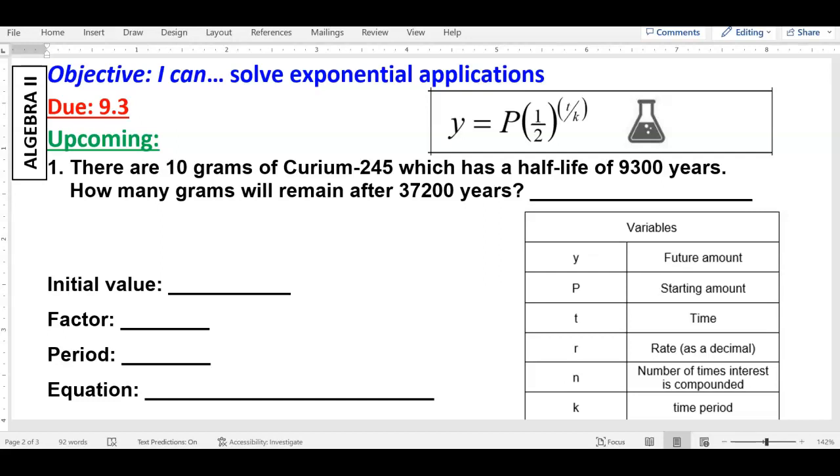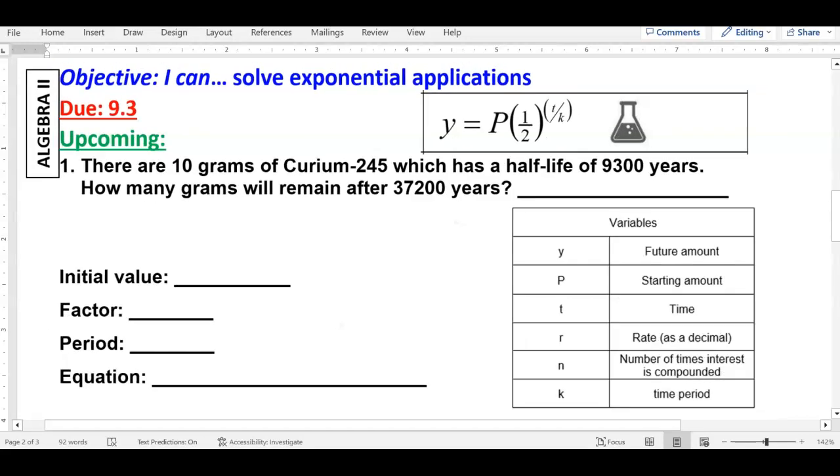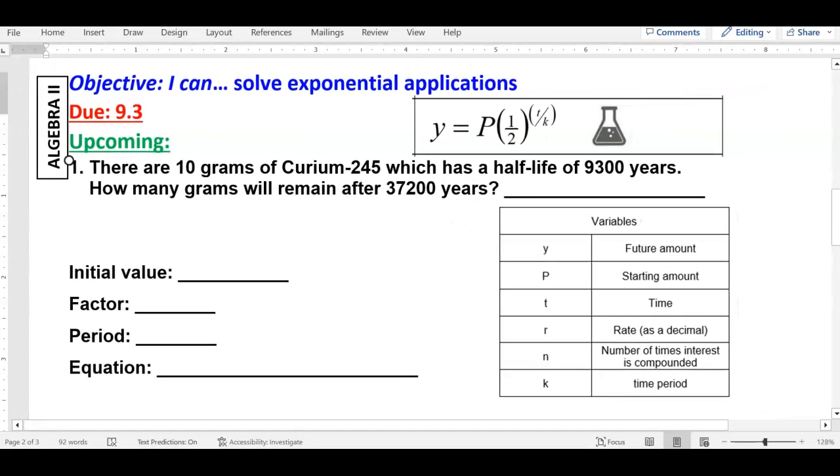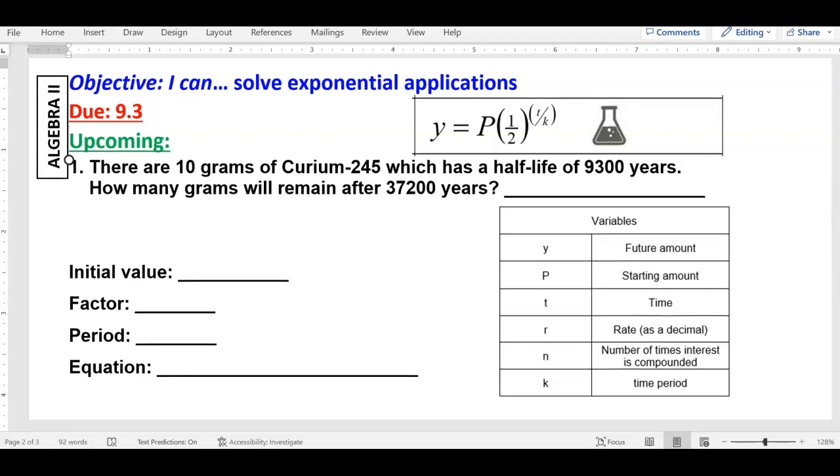All right, so you can solve exponential applications. The assignment today is 9.3. You got it on Monday, right? Here's an example from your assignment. Let's answer this. What's the initial value in this sentence? There are 10 grams. Easy, right? You got 10 grams.